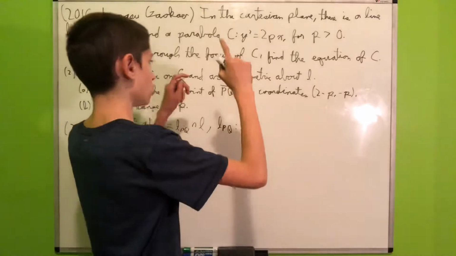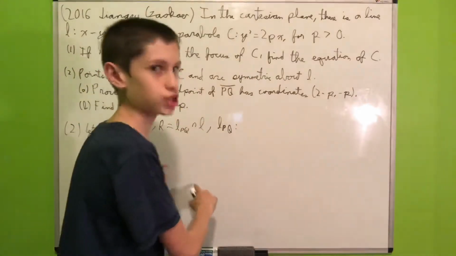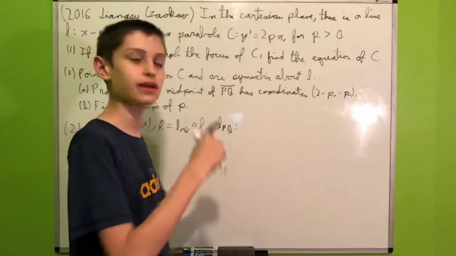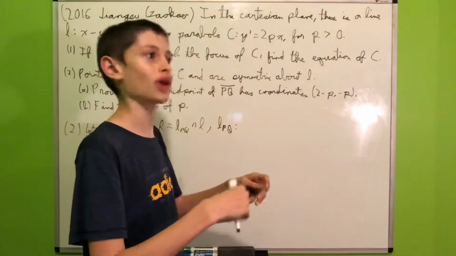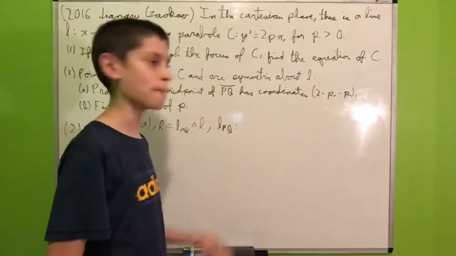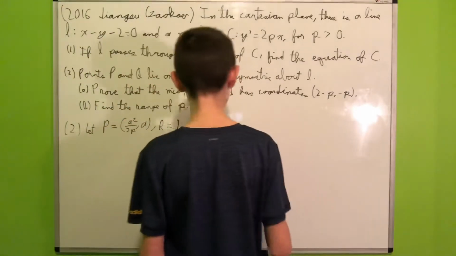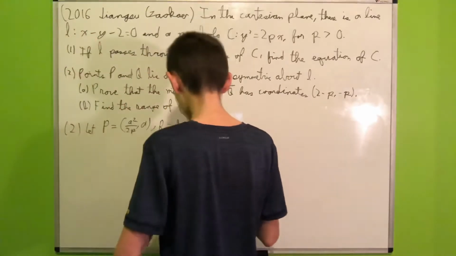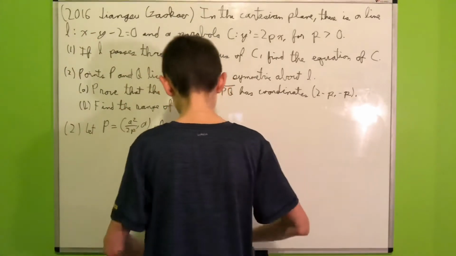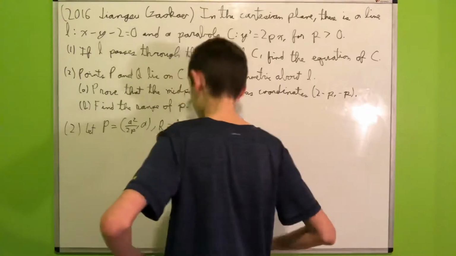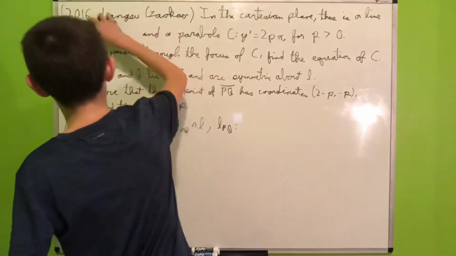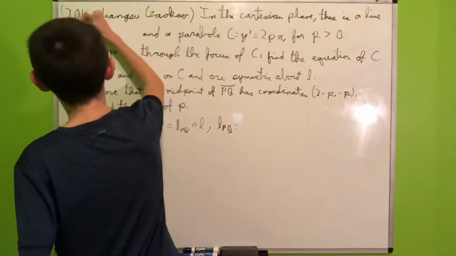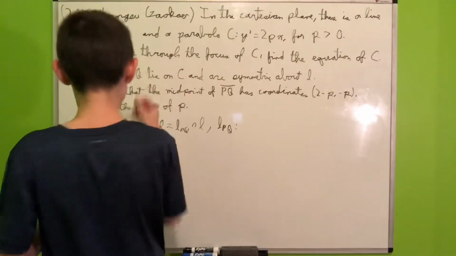So, we know that P and Q are symmetric about line L. And that must mean that the line PQ is perpendicular to L. Since the slope of L is 1, let me rewrite the equation of L a tiny bit so that it's obvious that it's in slope-intercept form. Adding y to both sides, we get y equals x minus 2.